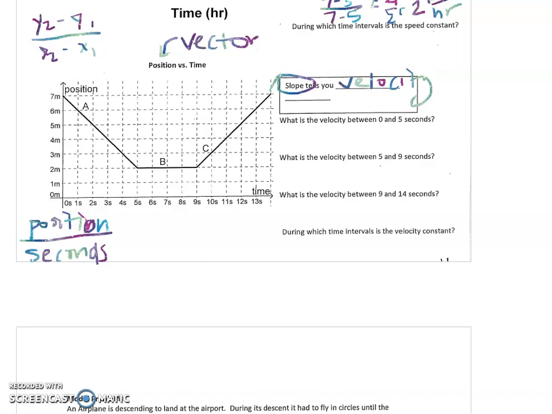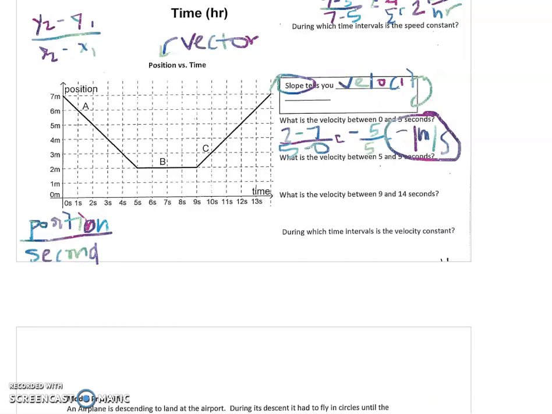So at 0 seconds, it is at 7 meters. And at 5 seconds, it is at 2 meters. So to calculate that slope, you would do 2 minus 7. And then for the time, 5 minus 0. You get negative 5 over 5, which is equal to negative 1 meters per second. And this makes sense. It tells us that it's moving in a backwards direction at 1 meter per second.